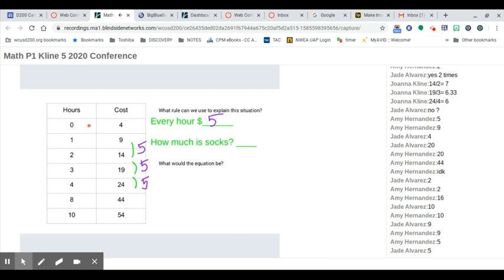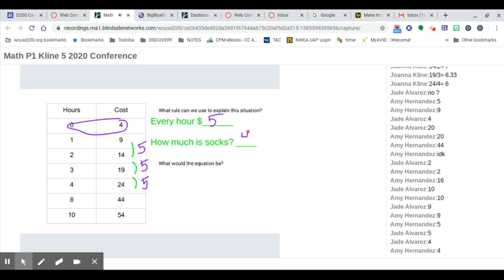Now, how much did socks cost? If I'm not jumping and I just want to buy some socks, how much would it cost? Hint, hint, I circled it. Great job, Jade. $4 for the socks.